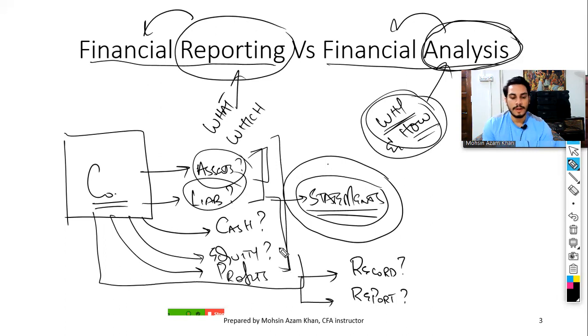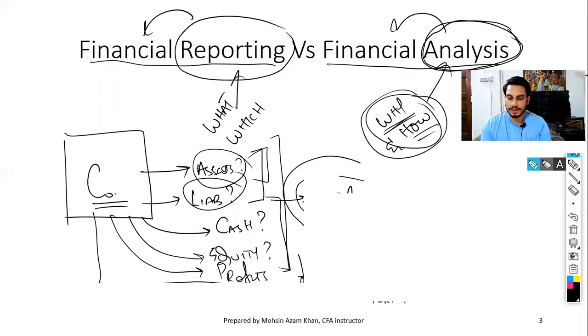So I hope you get the difference between financial reporting and financial analysis. Reporting is a way of using rules and regulations to report something, whereas analysis is a very strong skill that you will learn while doing CFA. It's an analytical, evaluation skill that you will need to apply while doing financial analysis.